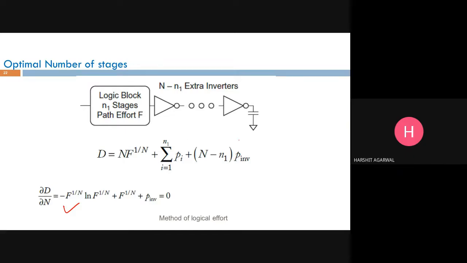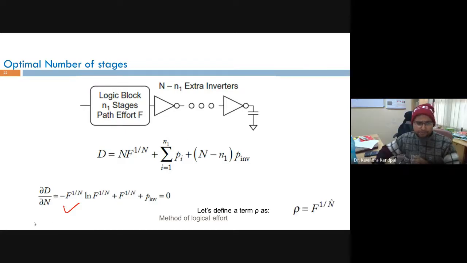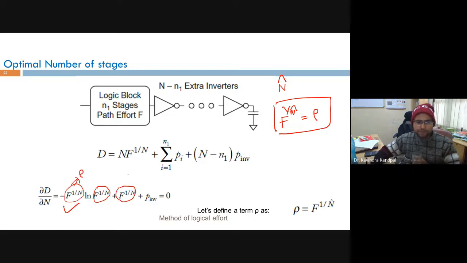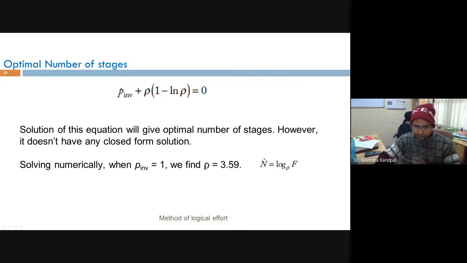Yes, sir. And assume the solution of this equation gives you the optimal value of n, and you denote the optimal value of n as n cap. And you assume f to the power 1 by n cap to be rho. Rho is nothing but f to the power 1 by n cap, because f to the power 1 by n is repeated every time, right? And I'm calling this parameter rho. So what will you get? You will get one equation.